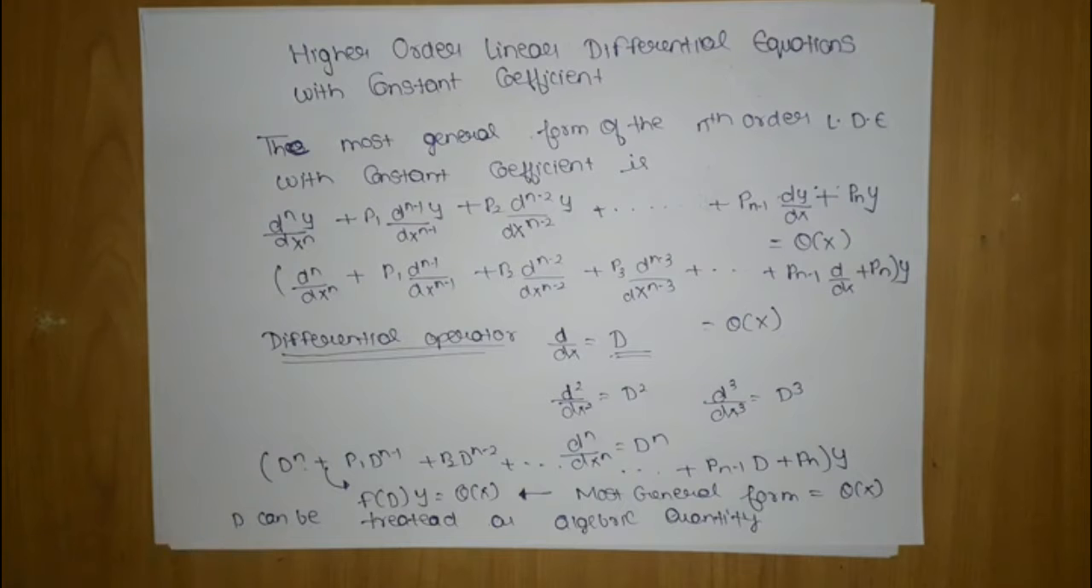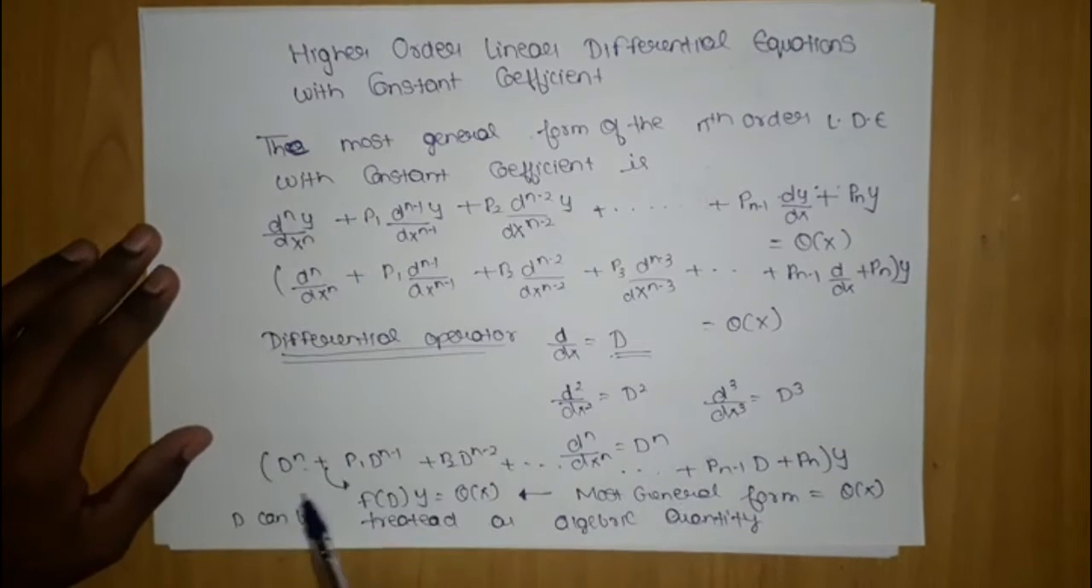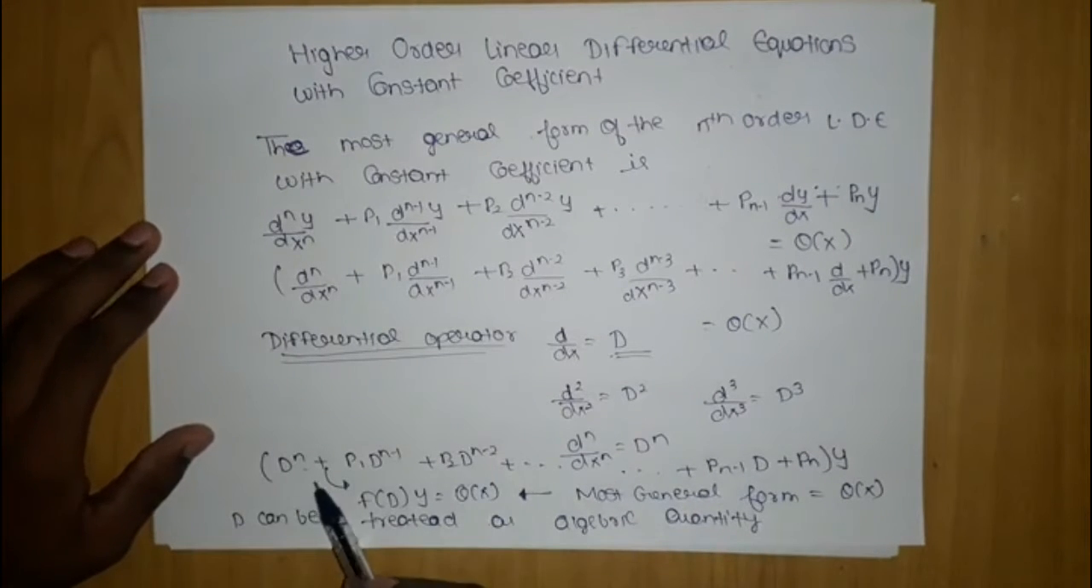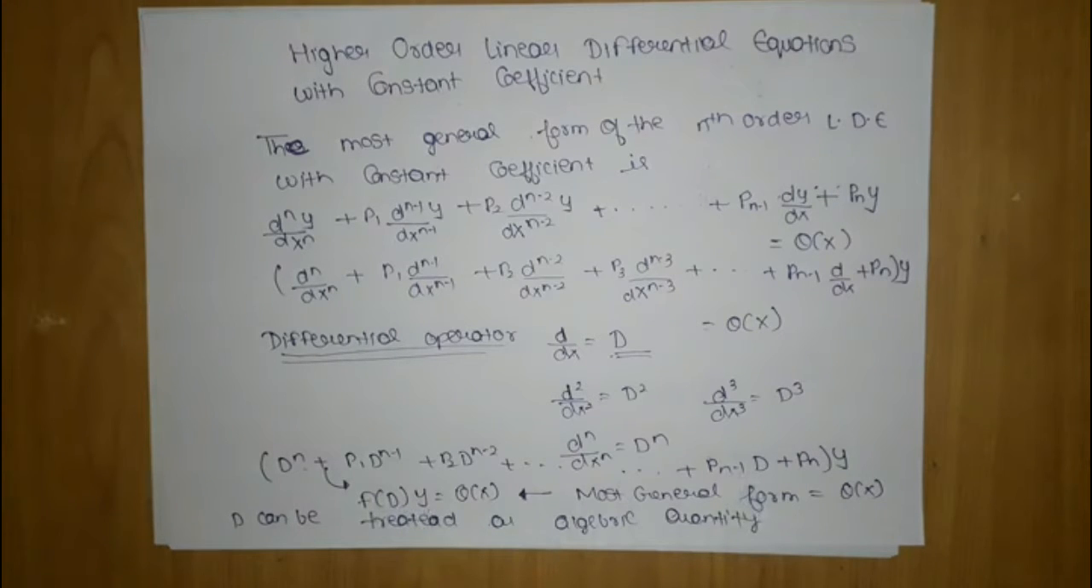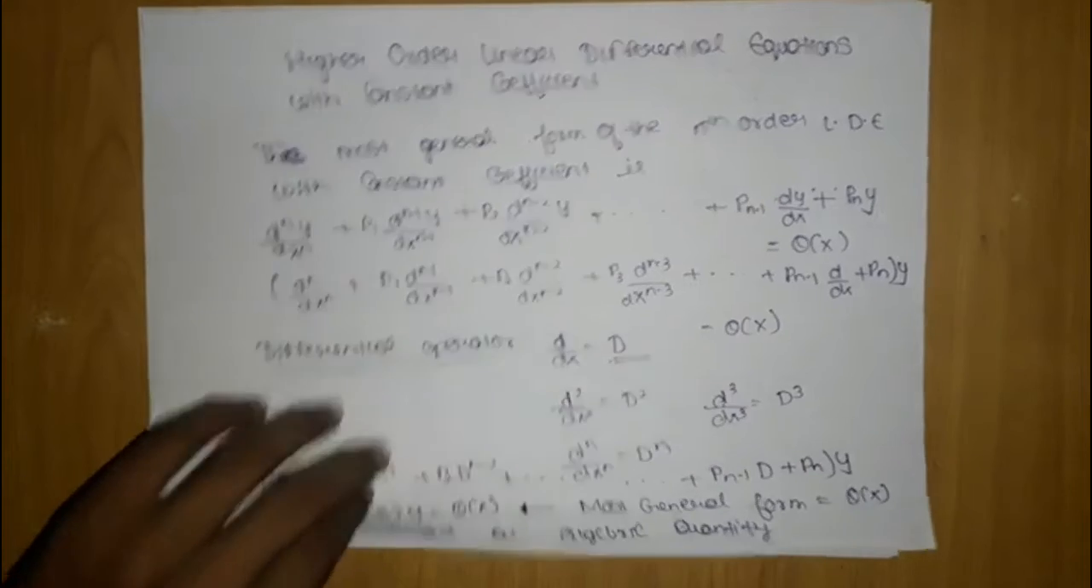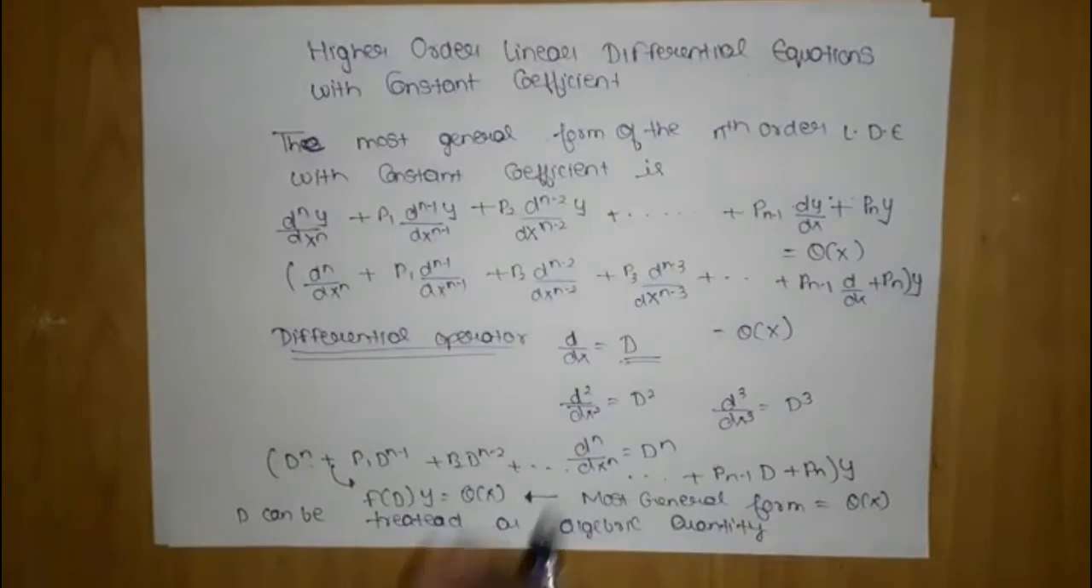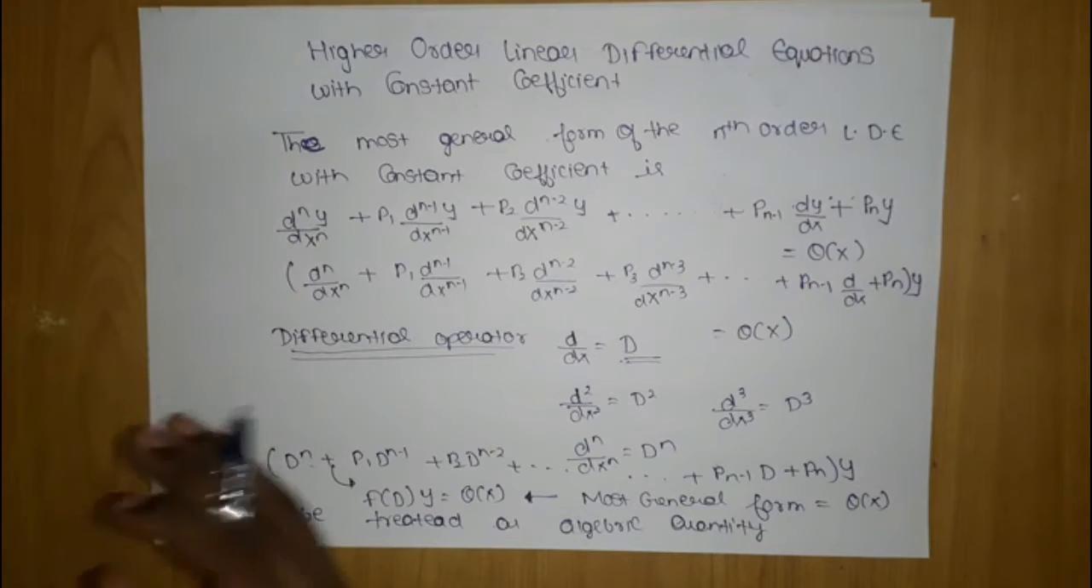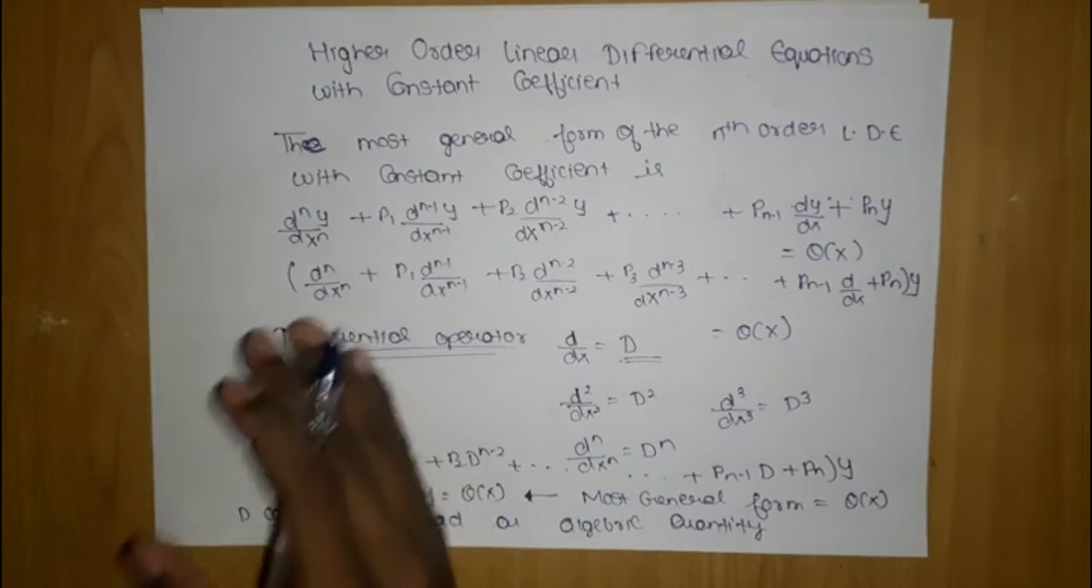Because of this we replace all by d, then we got this equation, which we consider as some function f of d, where f of d can be treated as an algebraic quantity, and similarly d can also be treated as an algebraic quantity. Now let's move on to the next thing. If you understand the general form of linear differential equation, fine. If you don't understand, when we do the questions you will get more understanding, and as we move ahead with types you will completely understand the meaning of this general equation.